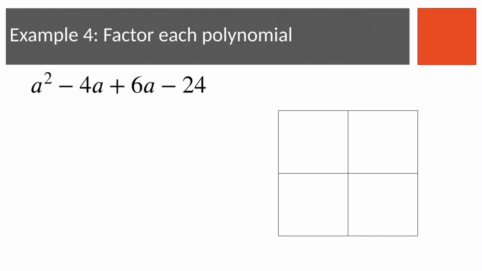So our first one here, we've got a to the power of 2 minus 4a plus 6a minus 24. So a to the power of 2 is going to go in our first square. Then minus 4a goes in our second box. 6a positive goes in our third box, and negative 24 goes in our fourth box. So we're literally just filling it out across.